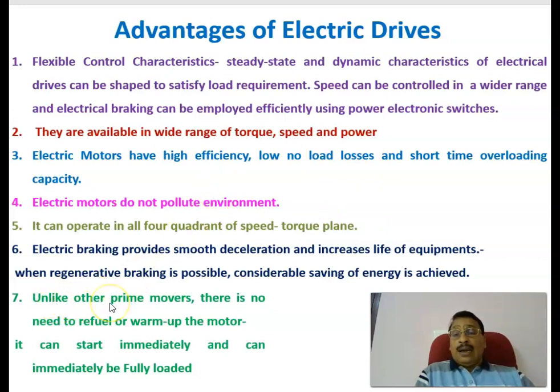Unlike other prime movers, there is no need to refuel or warm up the motor. That is not required in the case of electric motors. It can start immediately and can immediately be fully loaded. That is possible in the case of electric motors. So these are the advantages of electric drive systems.